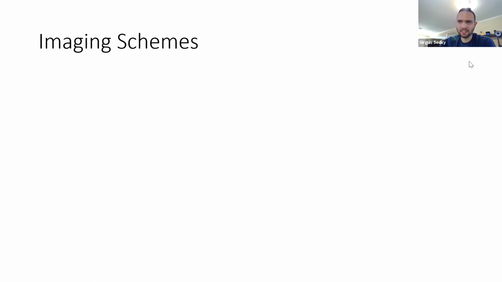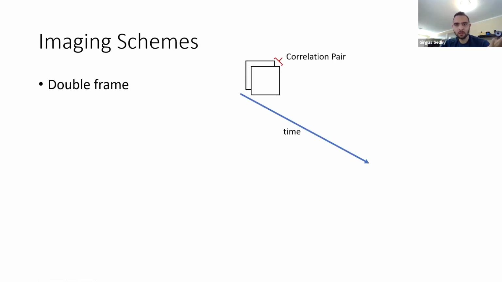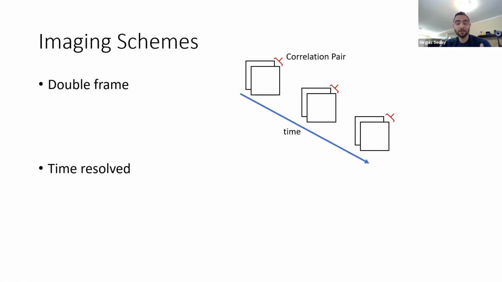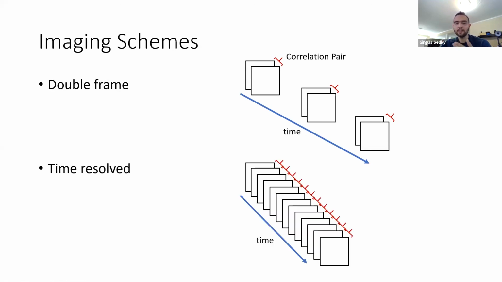All right, the next couple of slides, I'm just going to go over them in less detail. Imaging schemes, again, you have double frames where you can correlate pairs of images, and that is if you have a low speed laser. But if you have a high speed laser, which we talked about earlier, you can instead correlate all the images together.